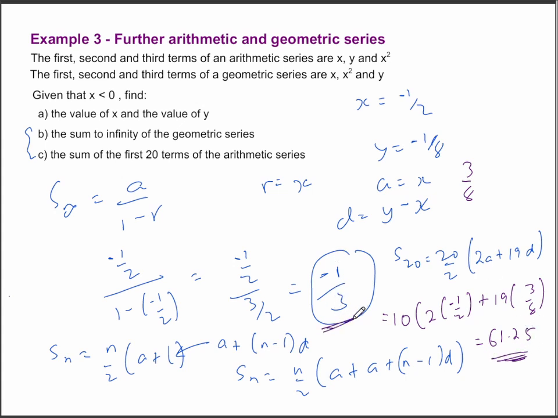This is going to be the sum to infinity of the geometric series. This is the value of x and this is the value of y.